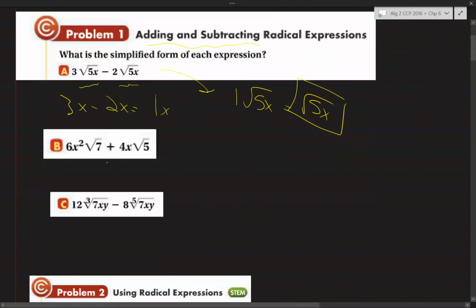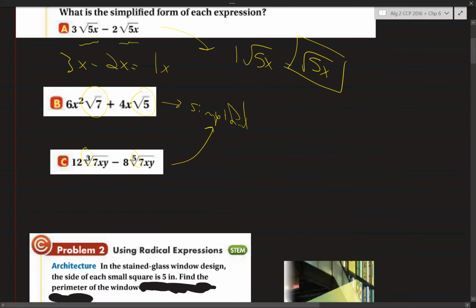The idea of like terms is really going to grow as we take a look at some of these. For multiple reasons, square root of 7 and square root of 5 are not the same. So this one is simplified. There's nothing else we can do with it. Here we have a problem with the index being 3 and the index being 5. So again, this is simplified. Nothing else we can do with it.